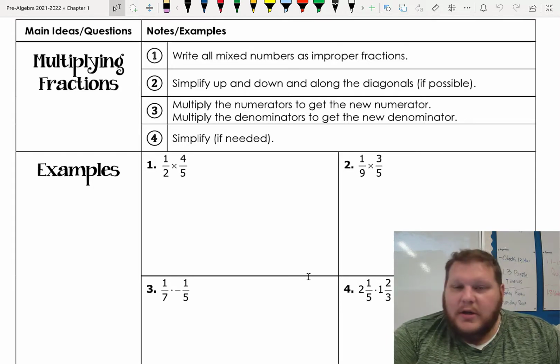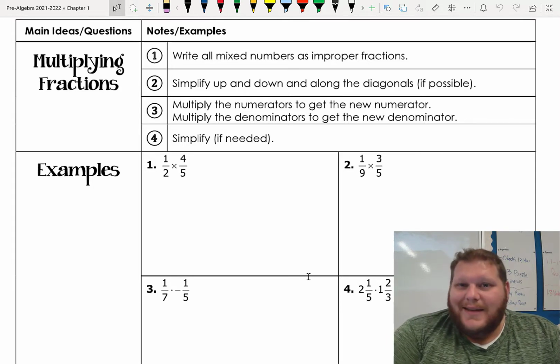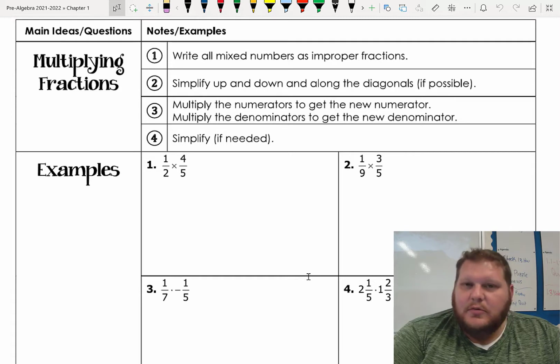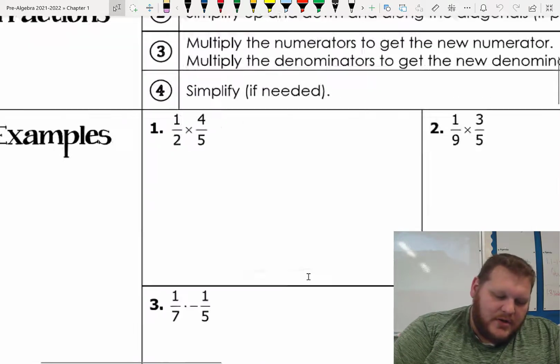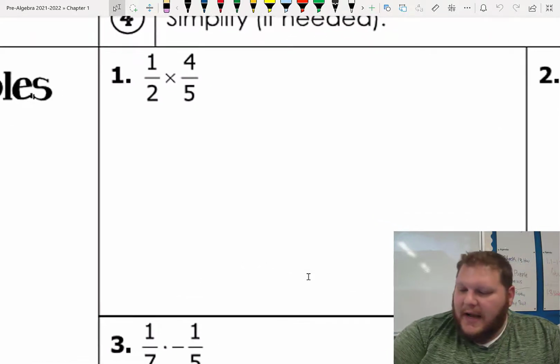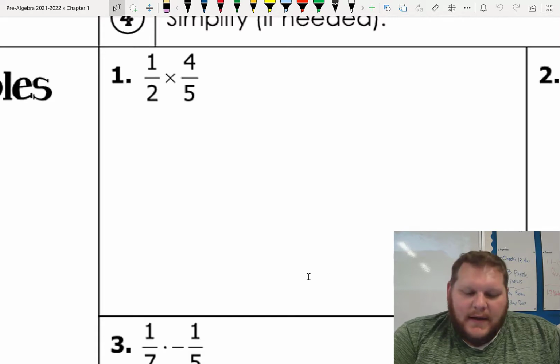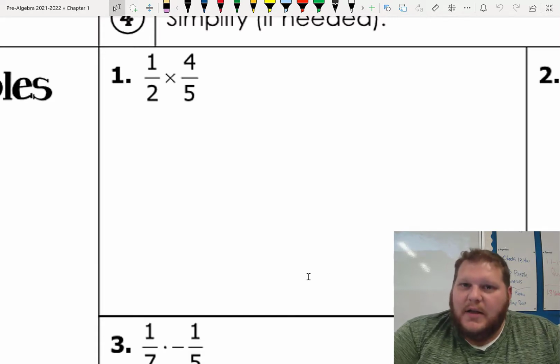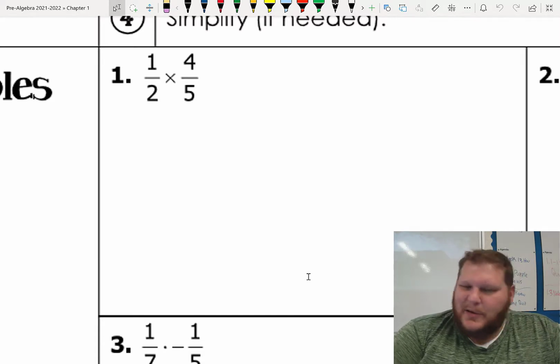Now, if you don't like the idea of simplifying beforehand, you can skip step 2 and just do steps 1, 3, and 4, where you make sure there's single fractions, you multiply across, and then you simplify at the end. That still will be perfectly fine for you. So if we go ahead and jump into some of the examples here, today I'm going to do the odd problems with you, and then as usual, if you want to pause the video and try the evens, I'll give you the answers once we're done with that section.